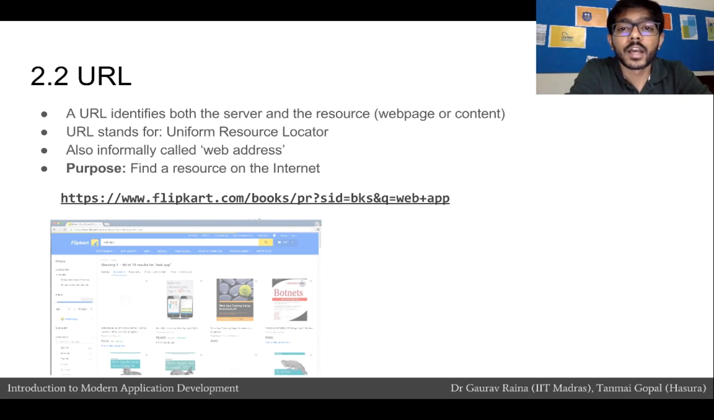For example, in this case, we're making a request to flipkart.com and going to the books page, and on the books page we're searching for books related to the topic web app, right? And the URL that links us to this resource is this.